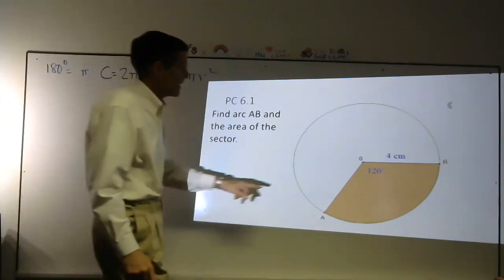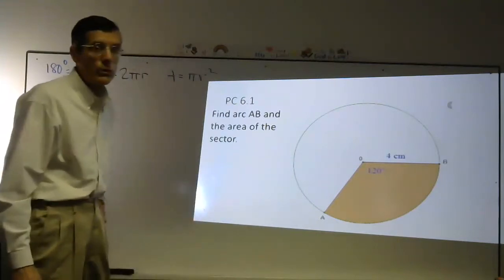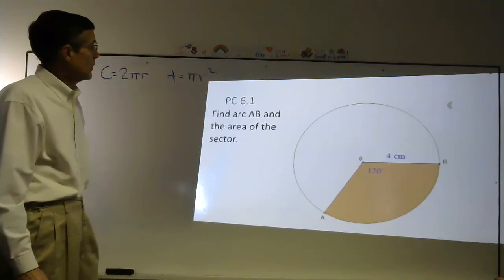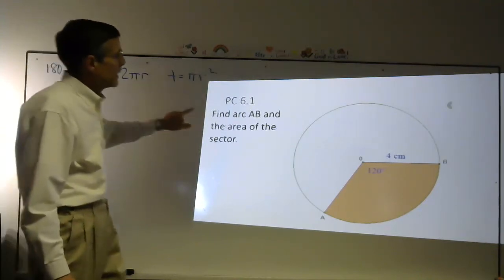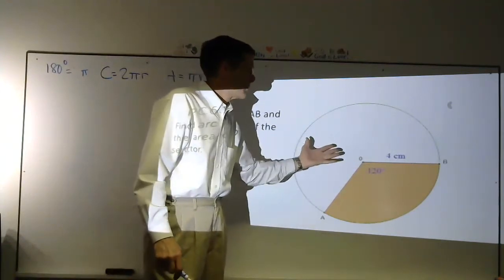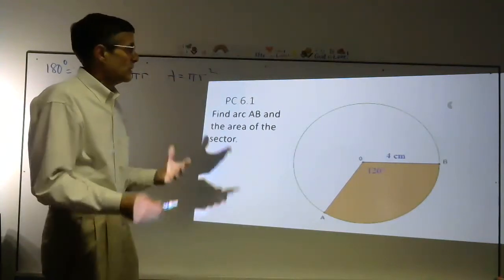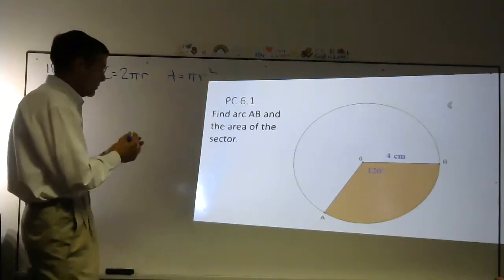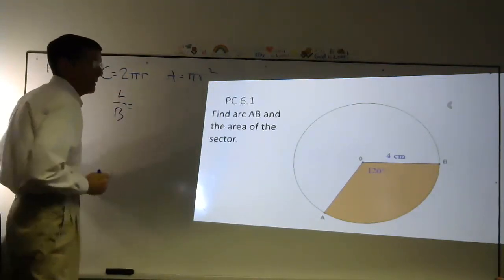I want to find the arc length of AB, and I want to find the area of that sector. A sector is like a piece of pie, okay, the gold or the brown region. Now we know if we use C equals 2 pi r, we're going to find the total circumference of the circle. We don't want the total, we only want the portion that goes over the 120. I think a real easy way to do these problems is with proportions. You always have something little and you have something big.